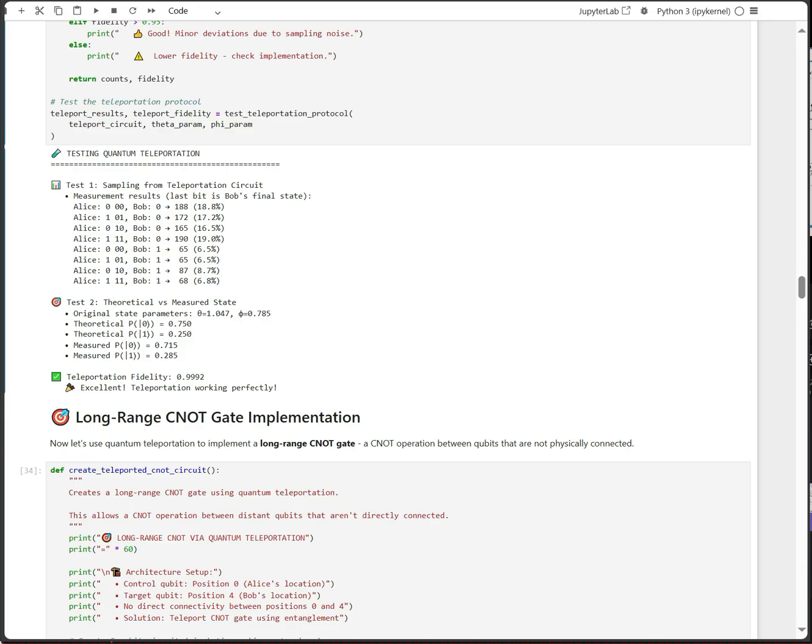So at least with the teleportation fidelity estimated here, we have a 0.99 fidelity, which is great, and you can increase it by increasing the number of shots. At this moment, it is not necessary.